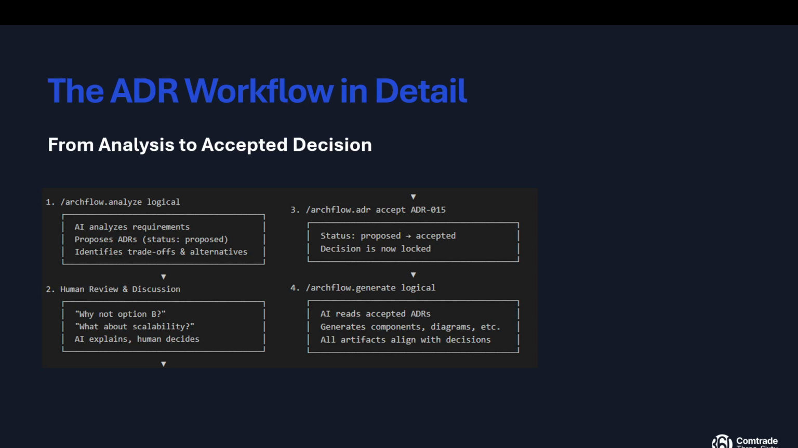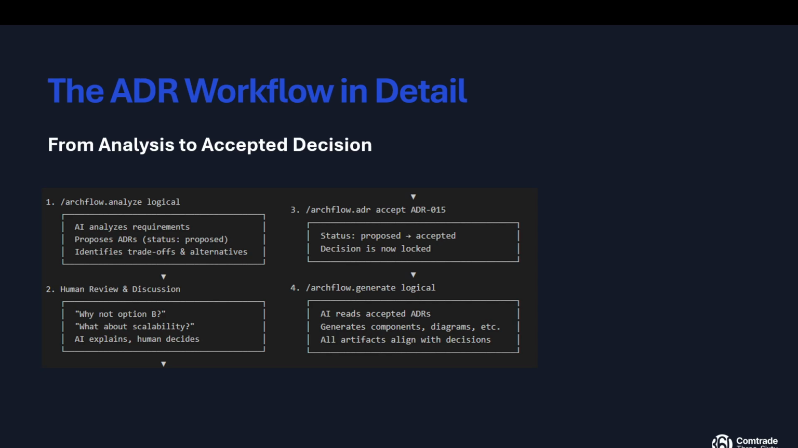In step 2, you review and discuss. This is basically where the magic happens. You read through the proposed ADRs and you push back. Why did you choose option A over option B, for example? What happens to this decision if you need to scale to 10 times the load? Have you considered team familiarity with this technology, and so on? The AI responds to your question, it explains its reasoning, and sometimes you will convince it to change its recommendation. Sometimes it will convince you that the original choice was right. It's basically a dialogue.